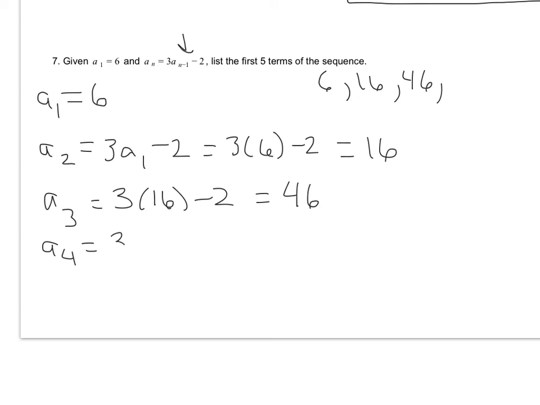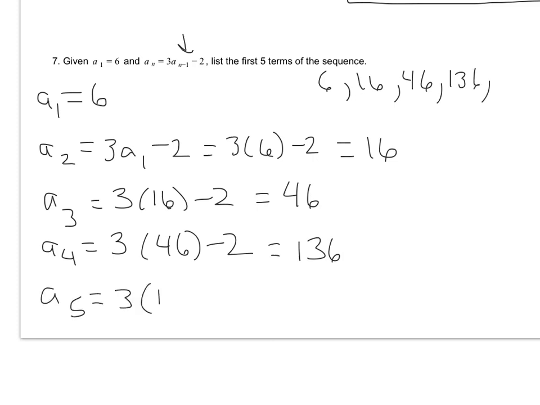Again, now it just becomes a pattern. 3 times 46 minus 2, 3 times the previous term minus 2. 3 times 46 is 138, minus 2 is 136. So that's the fourth term. And then the fifth term would be 3 times the previous term, so 3 times 136 minus 2. 3 times 136 is 408, and 408 minus 2 would be 406. So you're basically just following the rule to get each subsequent term based on the previous term.